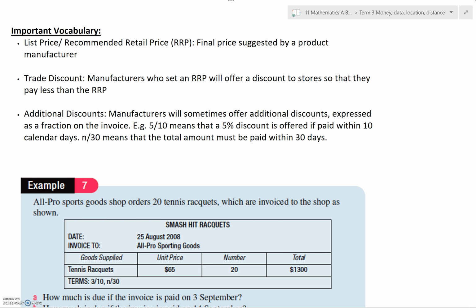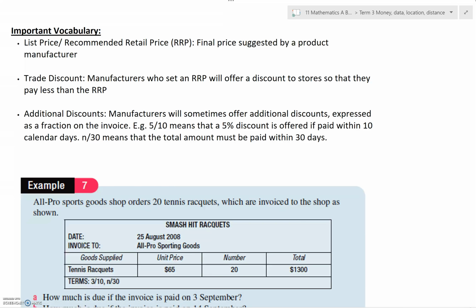Then there's something called trade discount. So trade discount is something that manufacturers offer to wholesalers or stores that buy a lot of their stuff. So they offer a discount off the recommended retail price so that the store who's buying it and is then going to sell it on to the end user pays less than the recommended retail price, so when they sell it to their end user at the recommended retail price, they'll make some money, because if you don't make money, there's no point in being in business.